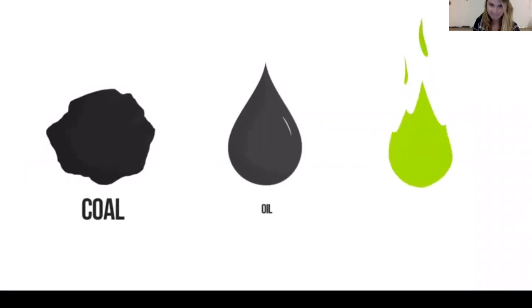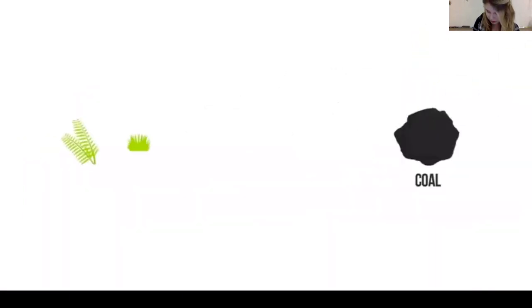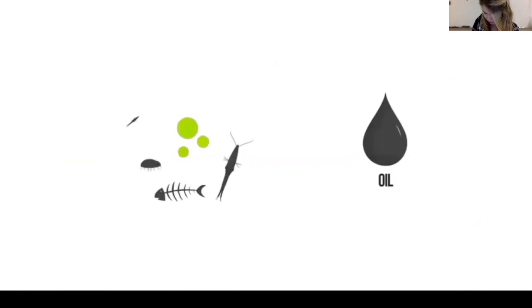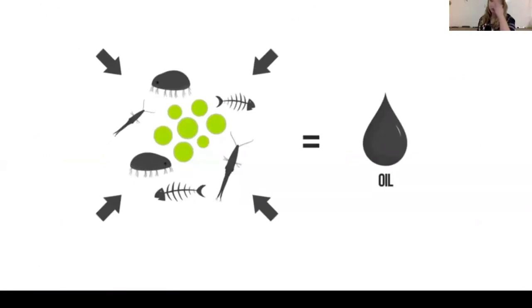There are three major types of fossil fuels: coal, oil, and natural gas. Coal was formed from ferns, plants, and trees, which hardened due to pressure and heat. Oil was formed from small organisms, like zooplankton and algae, where pressure caused the more complex organic matter to decompose.